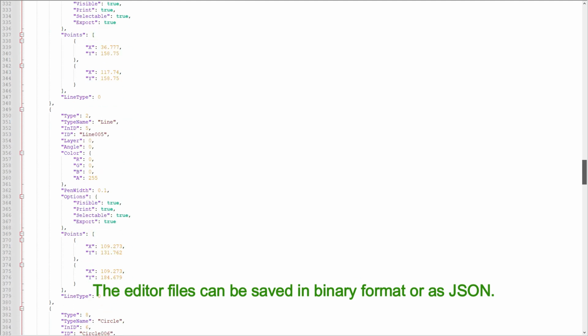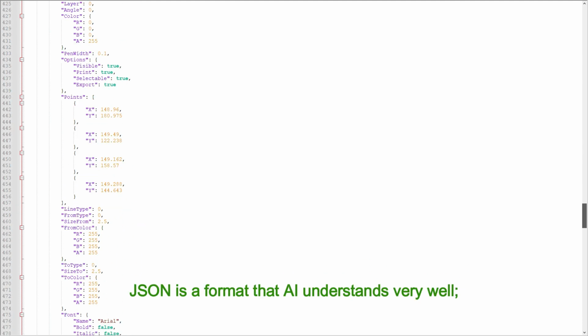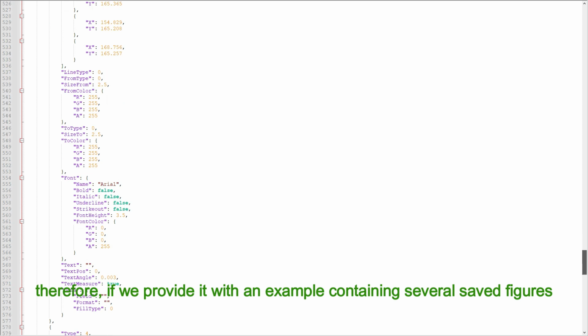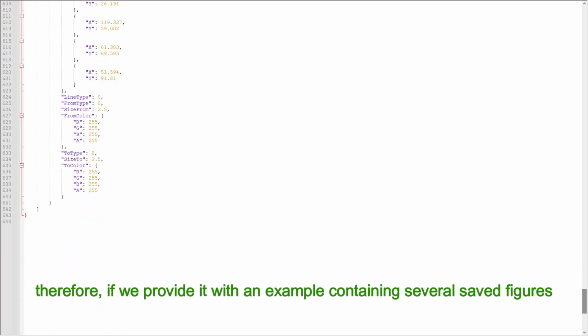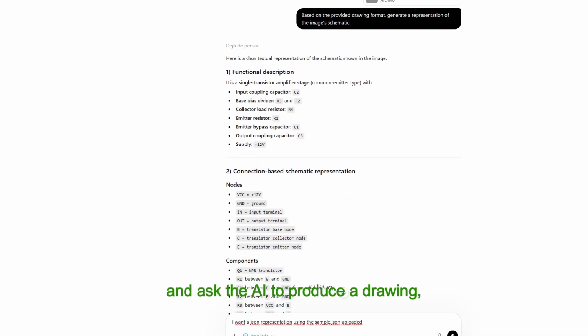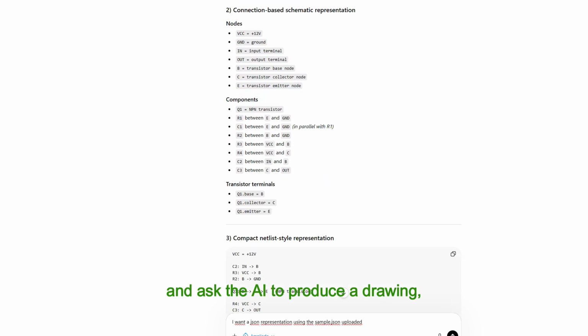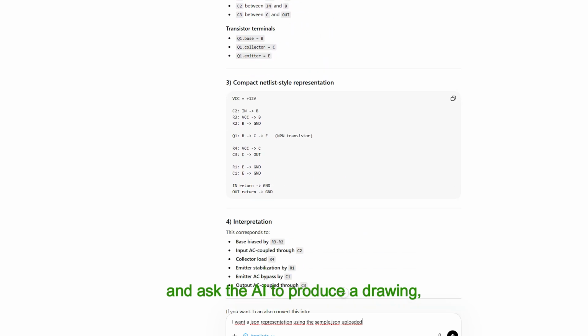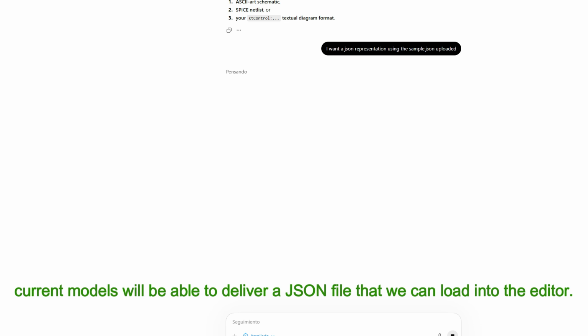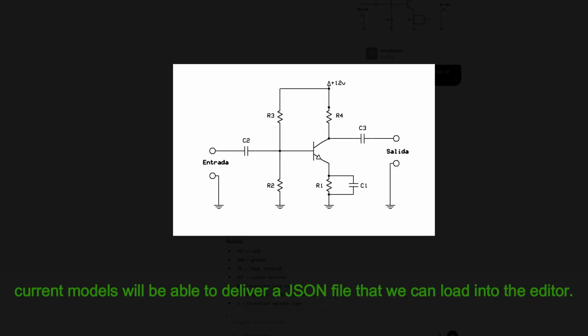The editor files can be saved in binary format or as JSON. JSON is a format that AI understands very well. Therefore, if we provide it with an example containing several saved figures and ask the AI to produce a drawing, current models will be able to deliver a JSON file that we can load into the editor.